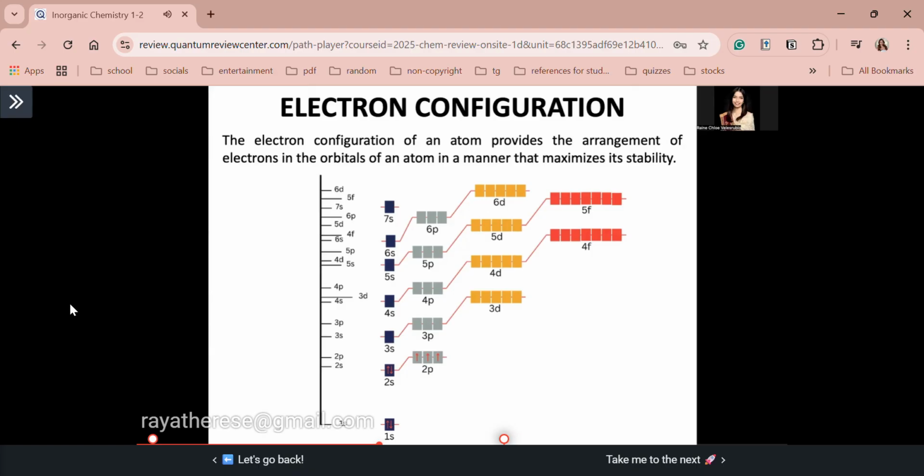So, the electron configuration of an atom provides the arrangement of electrons in the orbitals of an atom in a way that maximizes its stability. So, it is based on how the four quantum numbers identify an electron na nasa orbital ng atom. So, this is how we visualize the electron configuration. Okay? So, we can fill up these orbitals, yung mga naka-box. So, per box is one orbital.